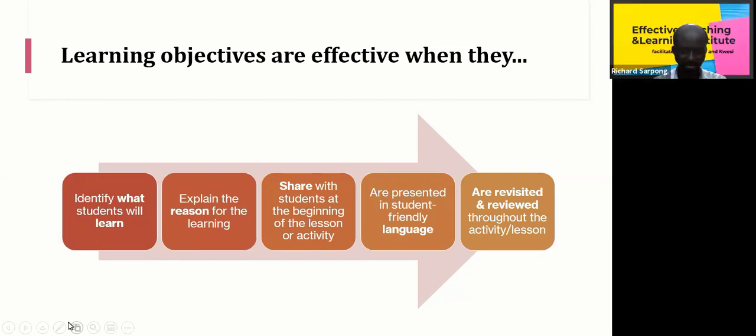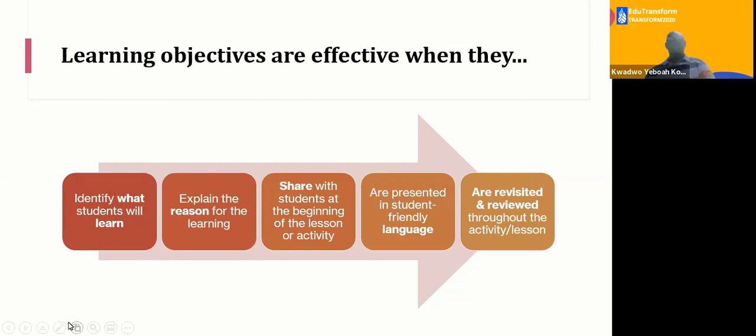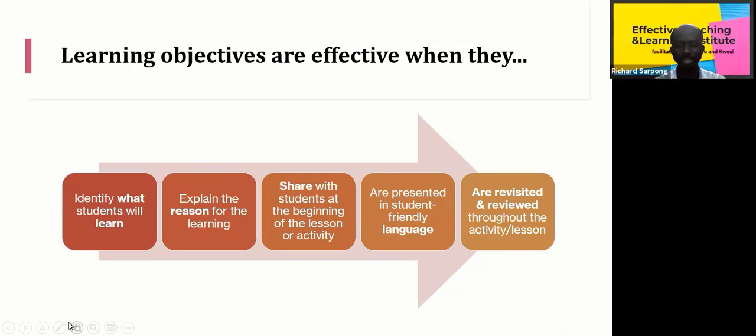Yeah. And even for you, the teacher, you will need to revisit it and review it throughout, so that you point to them and you point to whether learners are working toward that set objective or not throughout your lesson. So more or less, the learning objective drives the lesson, isn't it? Yes, very much, pretty much.